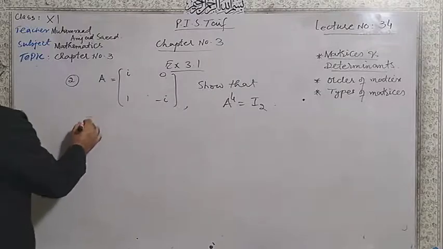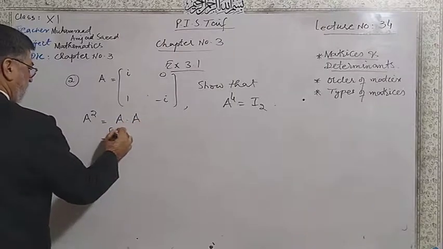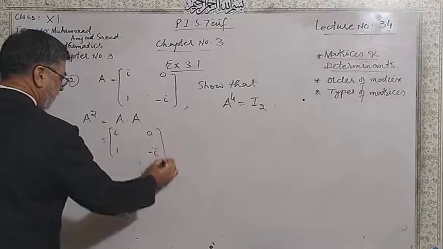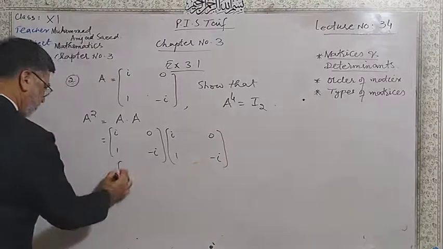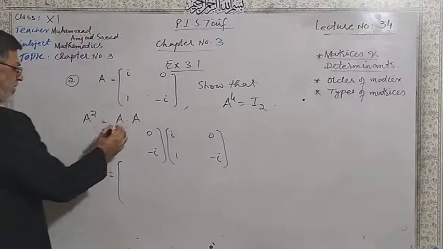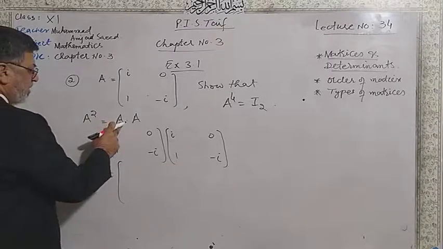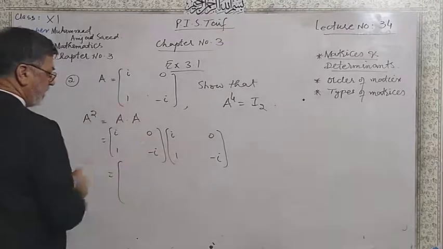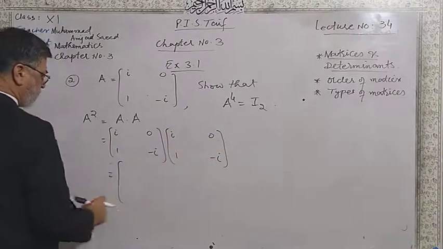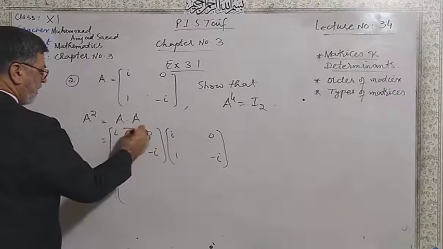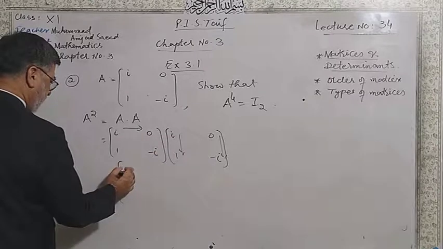You know that, what about A square? A square is equal to A into A: iota, 0, 1, minus iota, then iota, 0, 1, minus iota. Dear students, this is the multiplication rule. I told you in the first matrix the number of columns must be equal to the number of rows in the second. So how many columns? There are 2 columns in the first, 2 rows in the second. So we will apply the formula: first into first plus second into second.